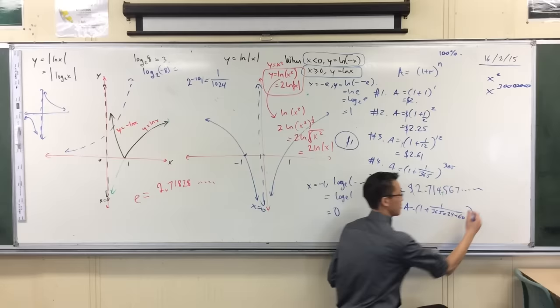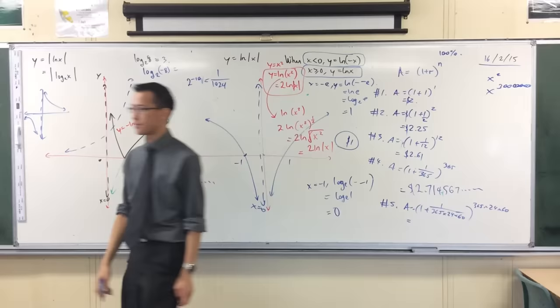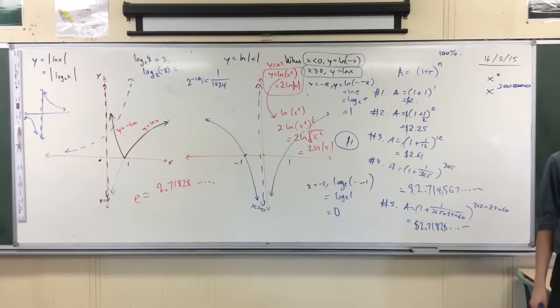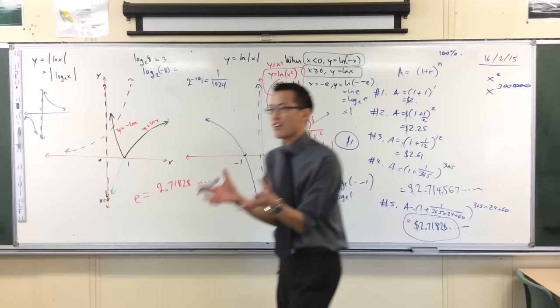365, 24, 60. Someone's calculator. Guess what? Spoilers! 2.71828, blah, blah, blah, blah. What happened? Now, here's the thing, right? I didn't even get a whole cent out of it, right? I suppose you can round up. What happened?